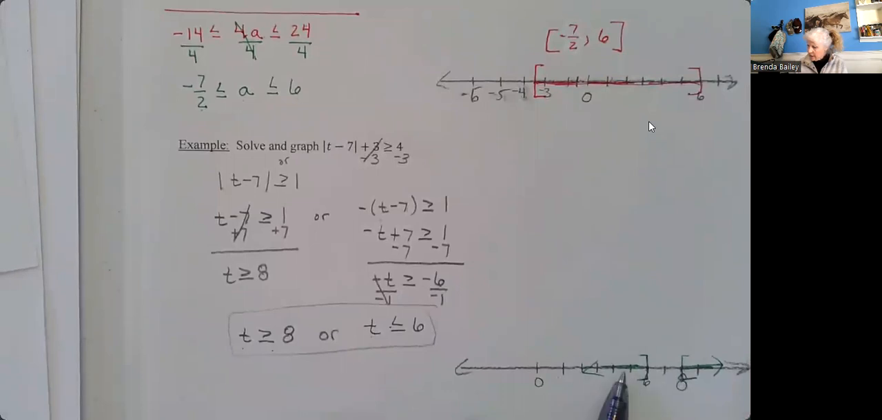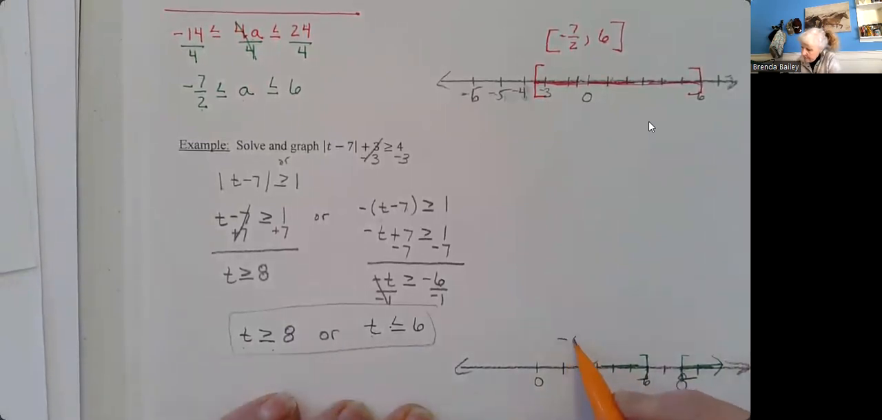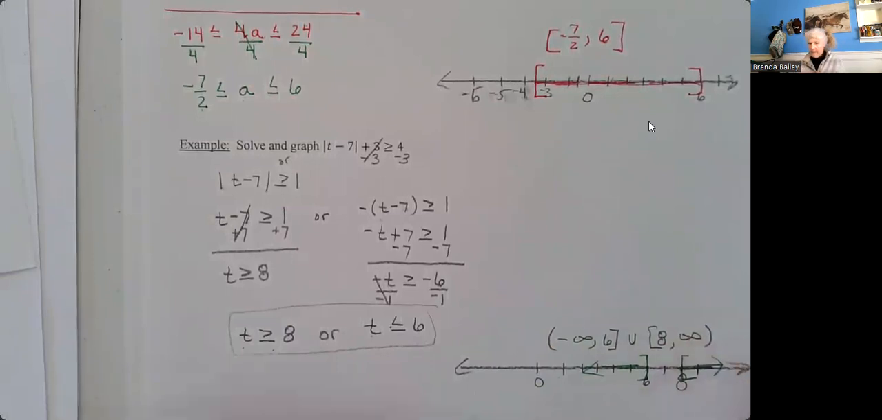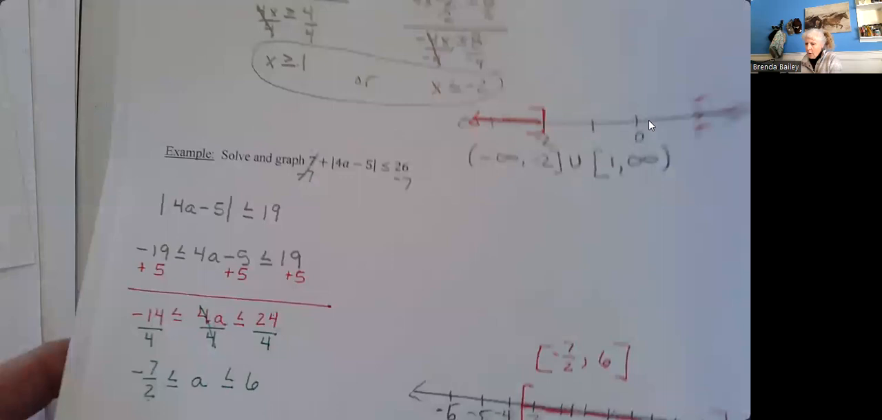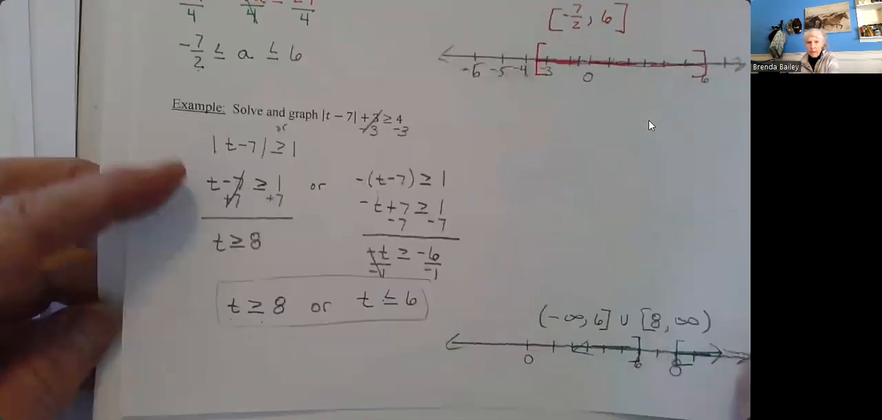It's this section and this section right here. Or I should say this section or this section over here. Set notation, you'd write it like this. Interval notation, you would go negative infinity till you get to the 6, unioned with, and you're including the 6 and the 8, to infinity. Done. Awesome. Oh my goodness, that's the last problem we had to do.